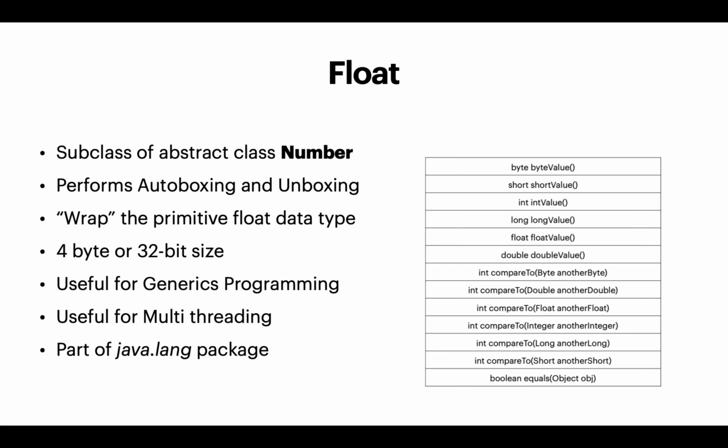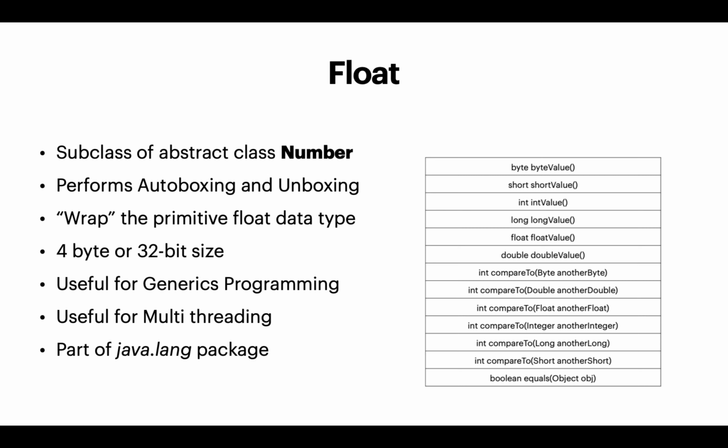As we already saw, it is a direct subclass of Number. Again, Number is an abstract class which doesn't have complete implementations, though it does have some implementations available. And by using Float, you can do autoboxing and unboxing, right? So you can take a single value. We're going to see this in code in action, what exactly happens between autoboxing and unboxing. Here you can take the primitive value and convert it into a wrapper class without any additional piece of code, right? And again, it's 4 bytes, 32 bits in size.